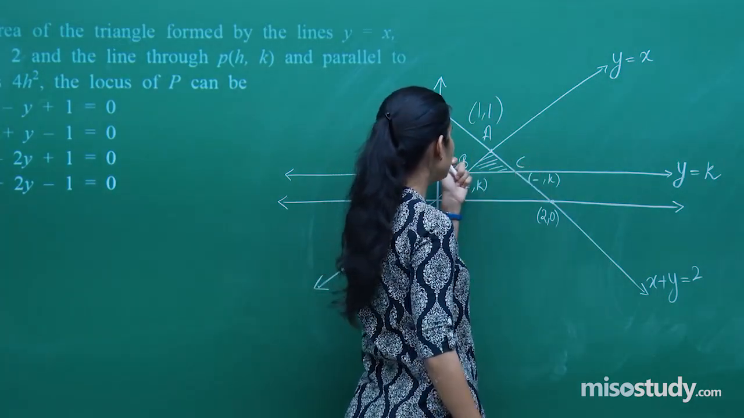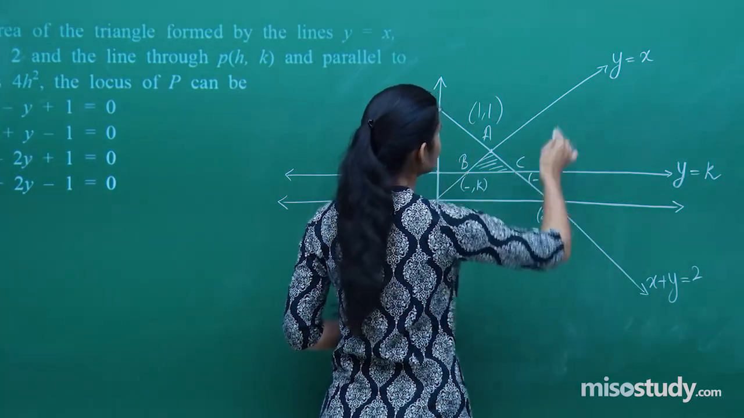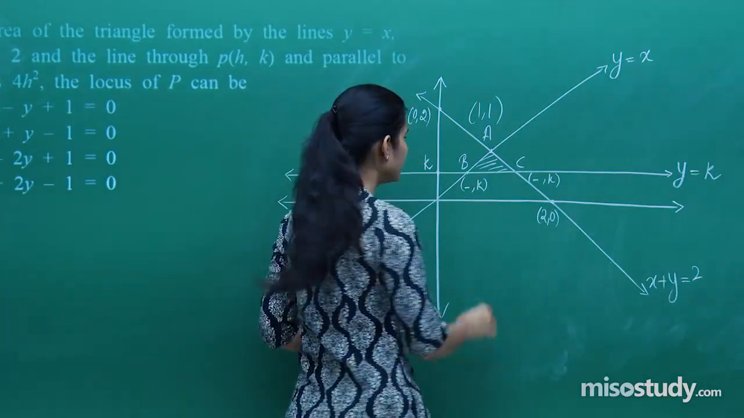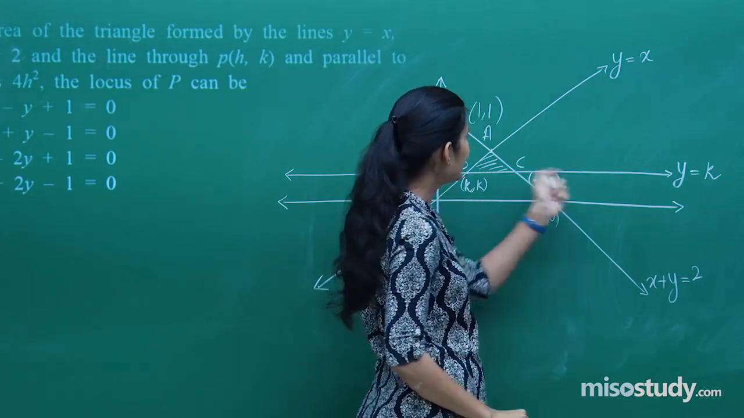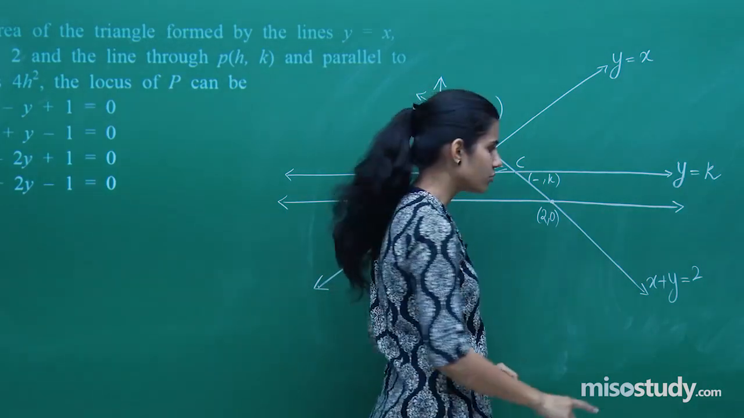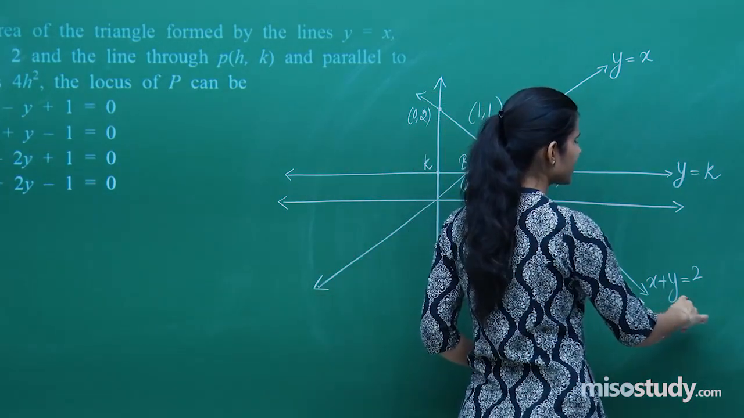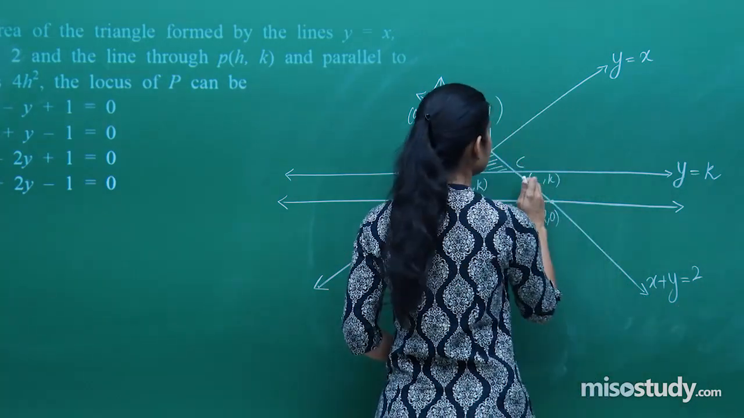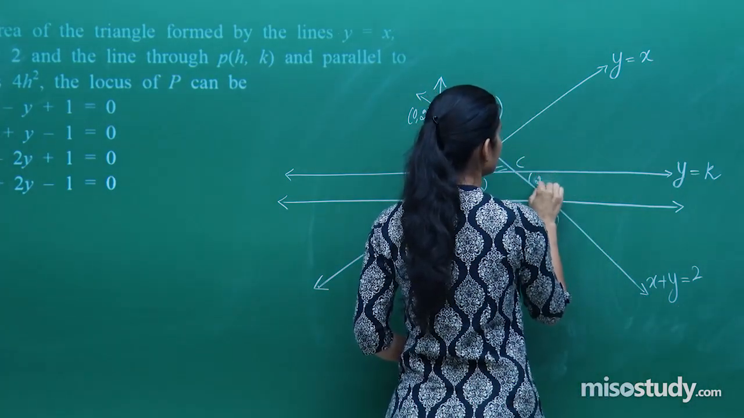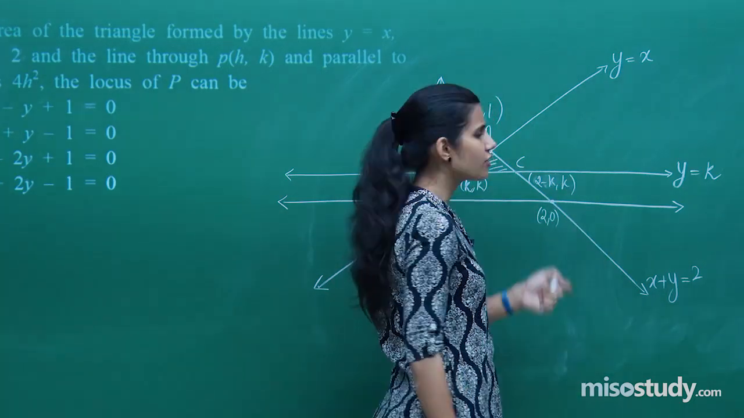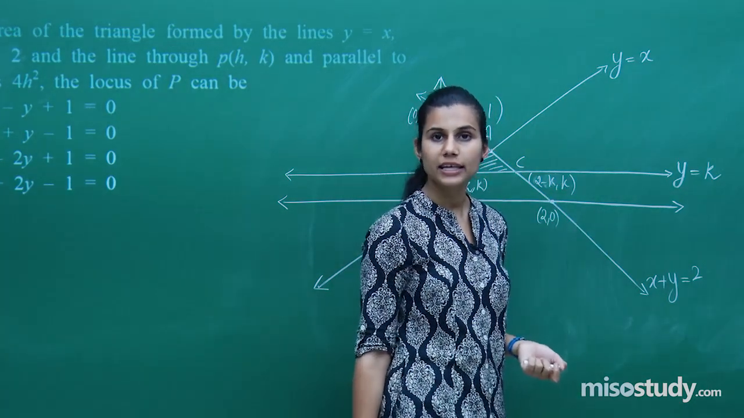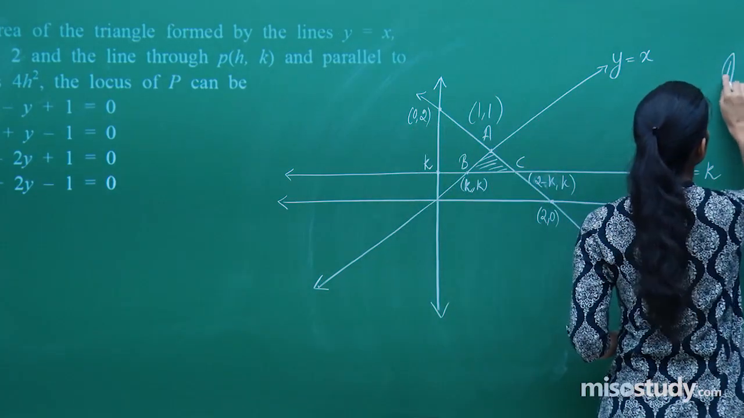Talking about B and C, B is basically the intersection of y equals k and y equals x. So clearly this is (k, k), and C is the intersection of y equals k and x plus y equals 2. So y equals k, x plus k equals 2, so 2 minus k is the x coordinate. So this is (2 minus k, k). If you know the vertices of the triangle, you are in a position to find the area of that triangle.